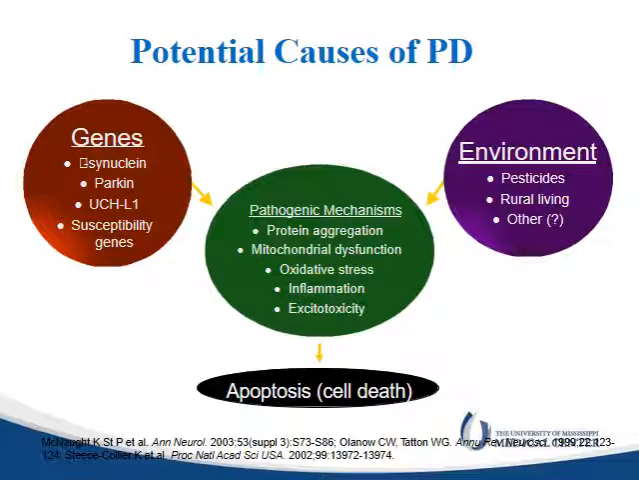And you can see from this slide, there are some commonly identified genetic backgrounds, including mutations in the alpha-synuclein gene and the Parkin gene, and there are also other susceptibility genes that may play a role. Environmentally, pesticides have been identified as a major risk factor for Parkinson's disease. There is evidence that Parkinson's disease may be caused by the interaction between environmental factors and the genetic background.